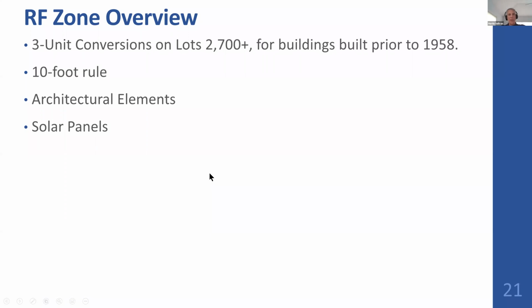Some of the things I want to talk about in the RF zone. We do a lot of 3-unit conversion cases. Prior to 2016, you could convert an existing single family or flat that was built prior to 1958. You could convert to multiple units, provided you had 900 square feet of lot area for every unit. And so if you had a 2,700 square foot lot, you could go to 3 units as a matter of right. 3,600, you could go to 4 units. So we did as many as 7 units.